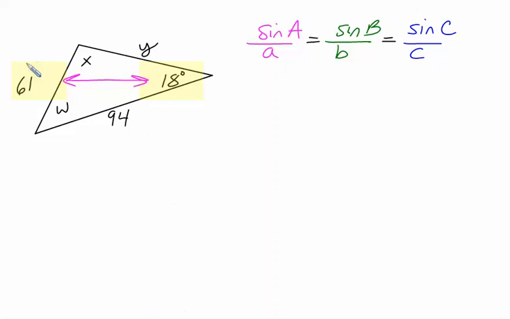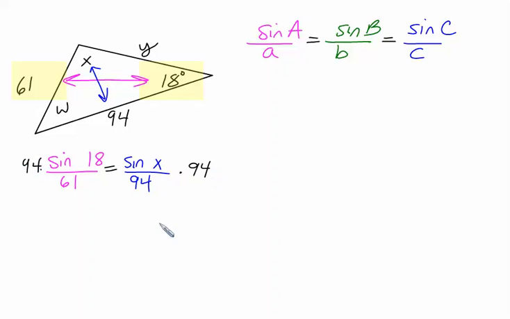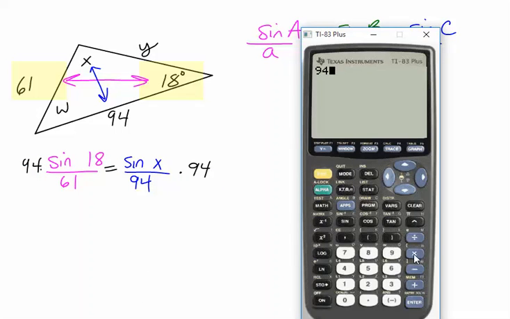In this scenario, we have the sine of 18 and the side across from it being 61. Then we will pair it up with another side angle combination where we have a number. So notice here with the x and the 94 we actually have a number. So we'll say it's equal to the sine of x divided by 94. Now when we go to solve this, we will multiply both sides by 94. And we're going to go to our calculator and we type 94 times the sine of 18, make sure to close our parentheses, and divide it by 61.